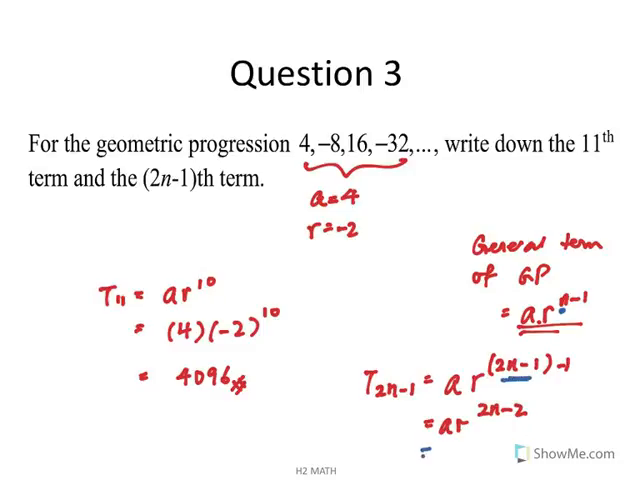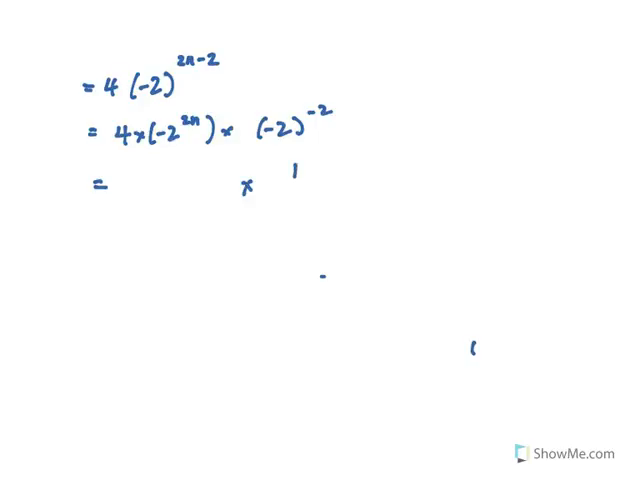Then from here we have A to be 4, and R is -2, to the power of 2n minus 2. We can simplify this, so we have 4 times -2 to the power of 2n minus 2. This will be the same as 4 times -2 to the power of 2n, times -2 to the power of -2. On the left hand side, -2 to the power of -2 is the same as 1 over -2 to the power of 2. I put my 4 to the right also.